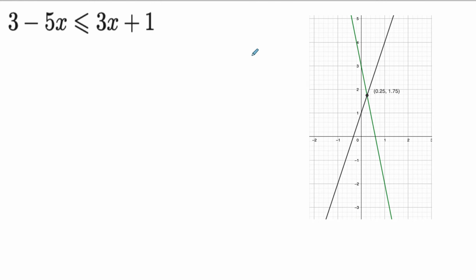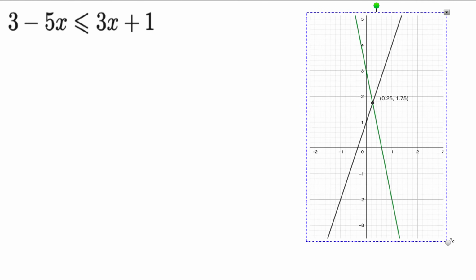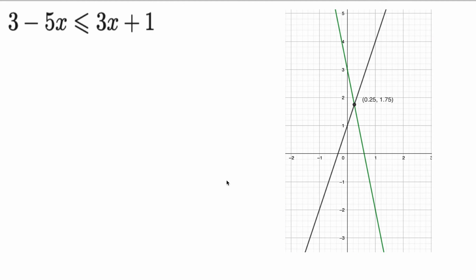The second one is when we have two linear graphs. So we have the graphs done here, and I've also found the point of intersection because that's going to help us. This is my 3 minus 5x, and this is my 3x plus 1. This time the inequality is then less than or equal to, so when we do our final answer, we have to have x something or equal to. So just to note that you have to keep the consistency.